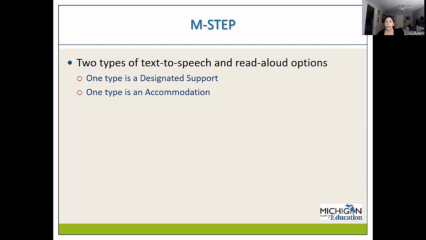So text-to-speech and read-aloud are the most complicated support and accommodation types for educators to understand. I'm going to try and break this down as simply as I can for folks in this video. What you need to know primarily to start with is there are two types of text-to-speech and read-aloud options. One is going to be a designated support. One is going to be an accommodation, and we will talk about those differences.